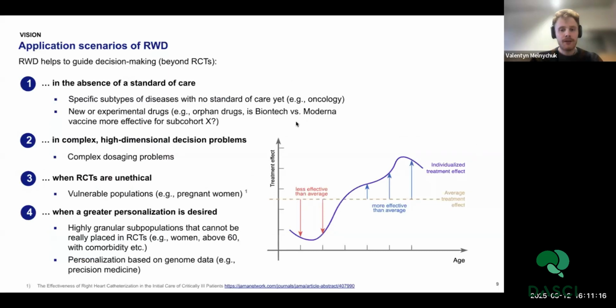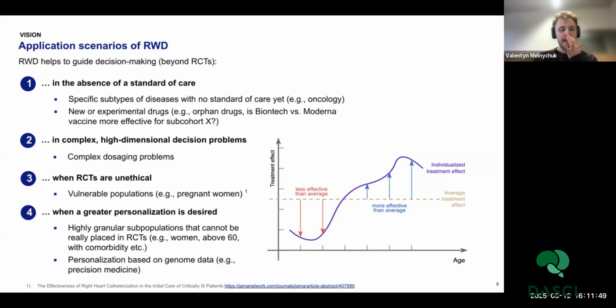And just to repeat again, there is still a lot of value in the real world data, even though it has those risks of hidden confounding. For example, if you don't have a standard of care at all, or there hasn't been any randomized controlled trials yet. Also, if you want to know the optimal dosage, or if we have multiple combinations of treatments, and again, as I said, when the RCTs are unethical.